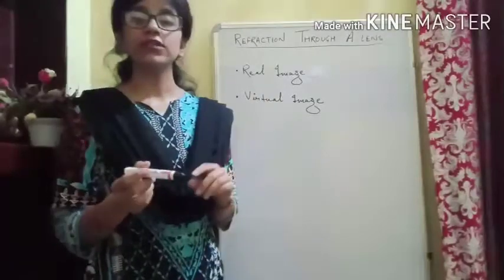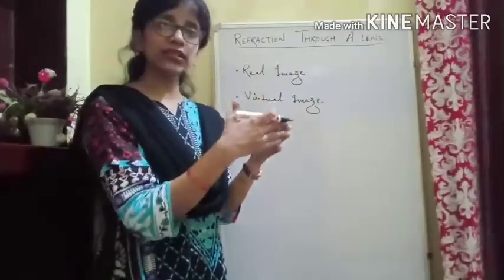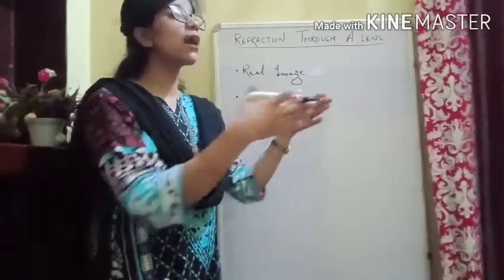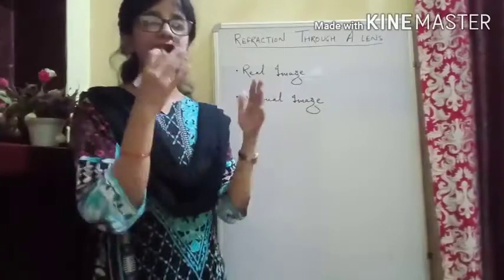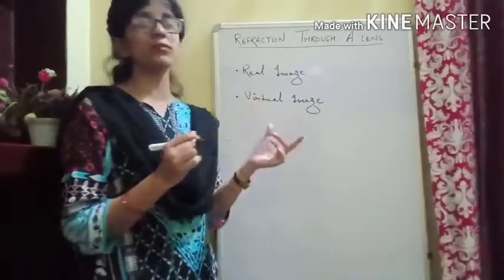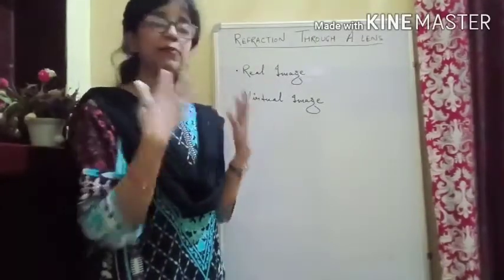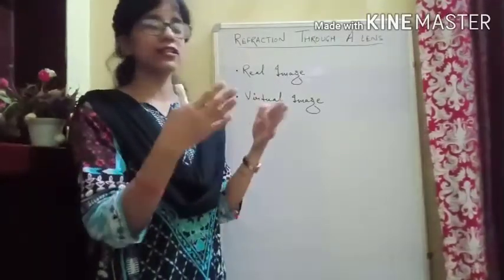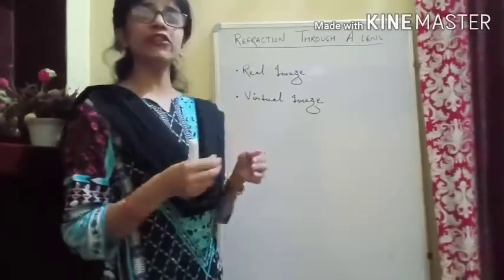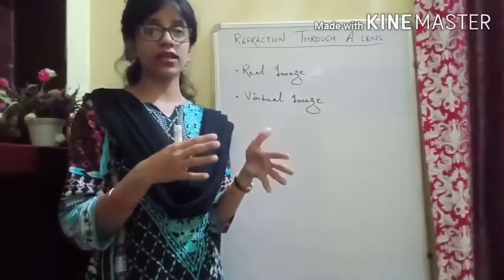Whereas in a virtual image, the light rays after the refraction don't actually intersect each other or meet each other, they just appear to meet at a point, and there we get the virtual image. Mind you, it is a virtual image, it is not imaginary. We can see the image, we can capture the image, it's just that the light rays are not actually intersecting each other.